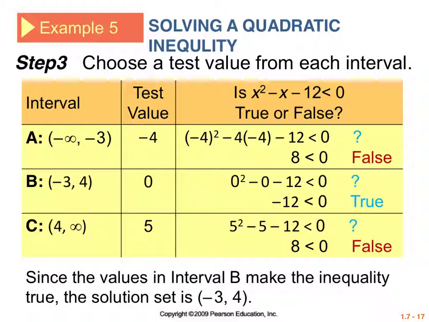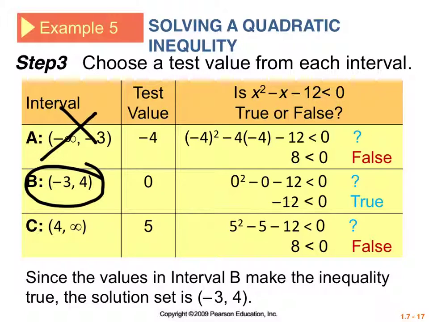And so here you see, in the first interval we've tested negative 4 by plugging it into the original inequality here, and I get 8 is less than 0, which is not true. Therefore, that interval is not included in my solution. Okay, then I'm going to test the next interval. 0 was my value for that interval. By substituting in 0 into the inequality, I get negative 12 is less than 0, which is true. And so I know that this is part of my solution to my inequality, interval B.